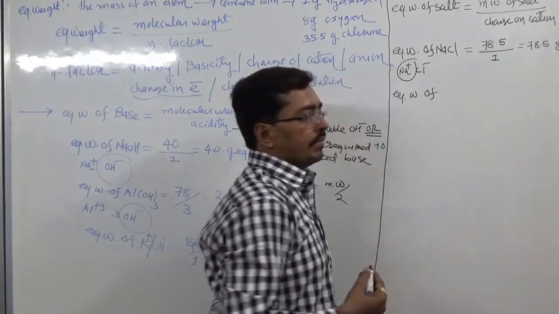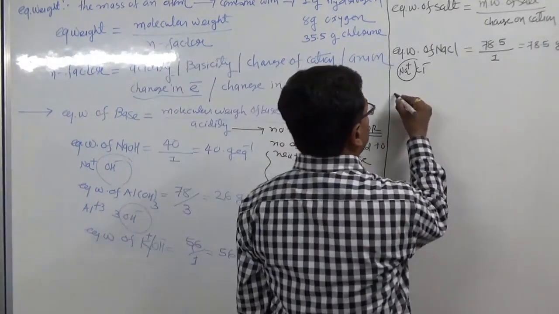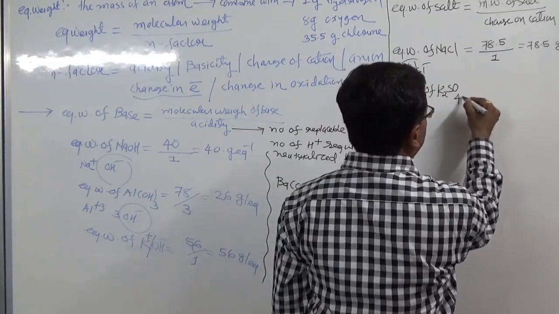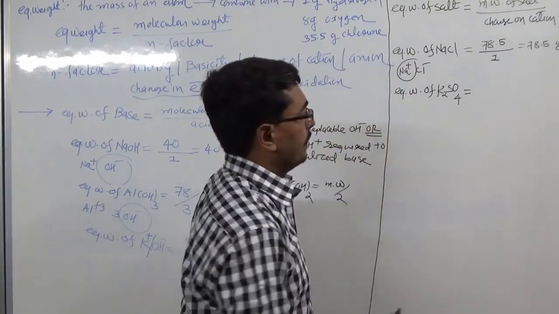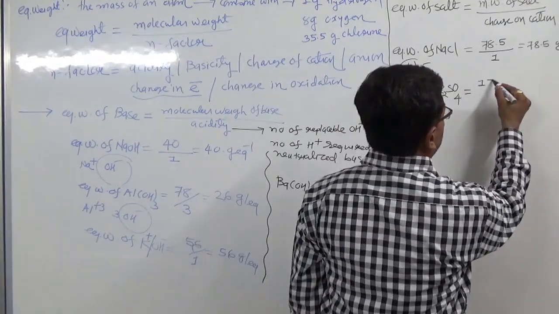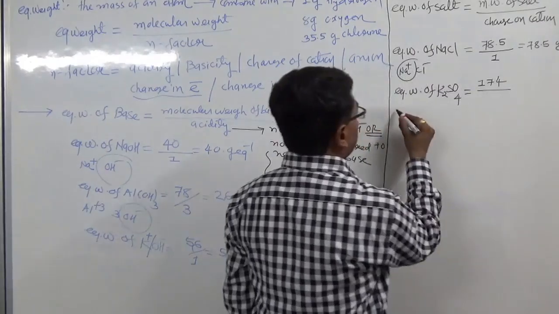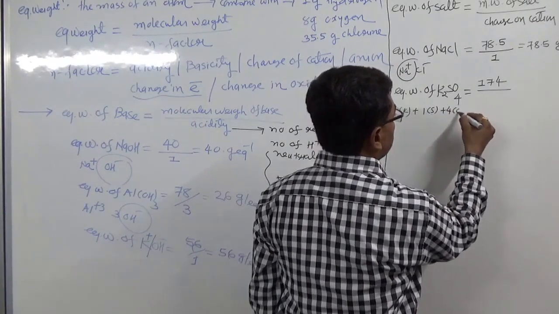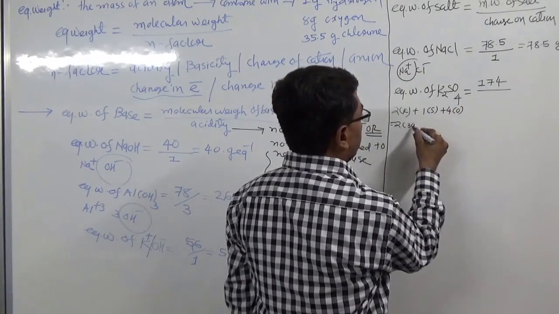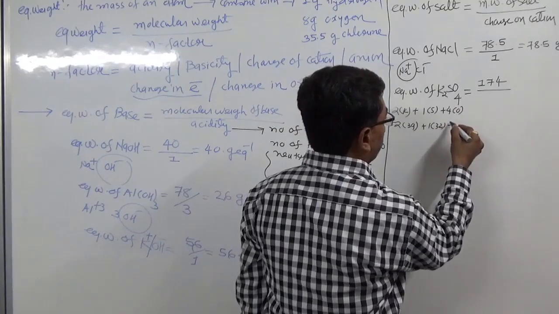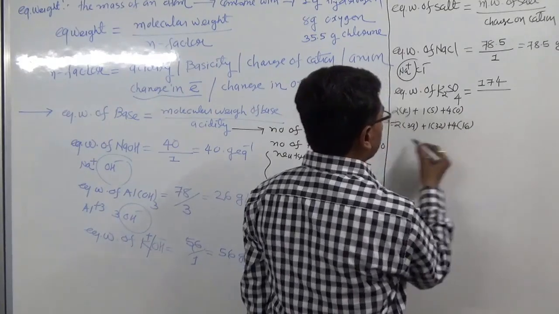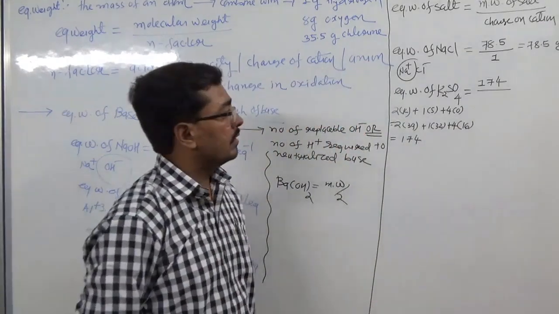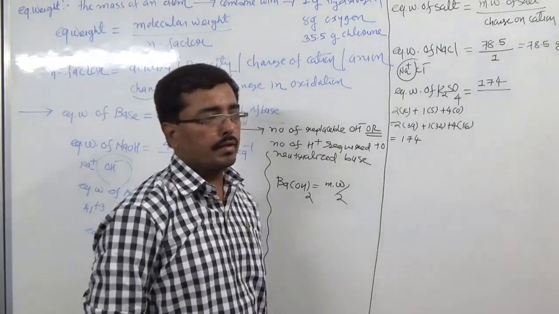Now the equivalent weight of potassium sulfate. To find it, first find the molecular mass of potassium sulfate: 2 potassium, 1 sulfur and 4 oxygens. Potassium is 39, sulfur is 32 and oxygen is 16. By summing all these you get the molecular weight of potassium sulfate as 174.